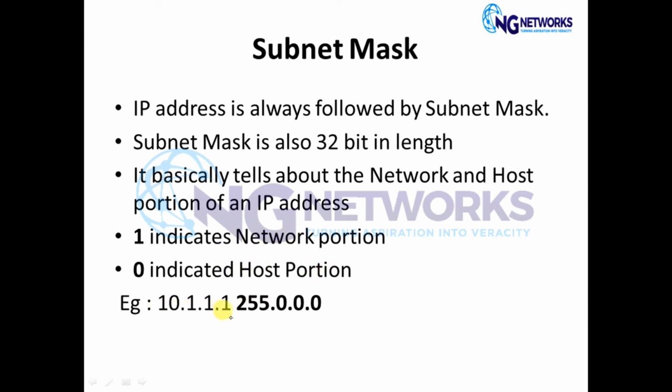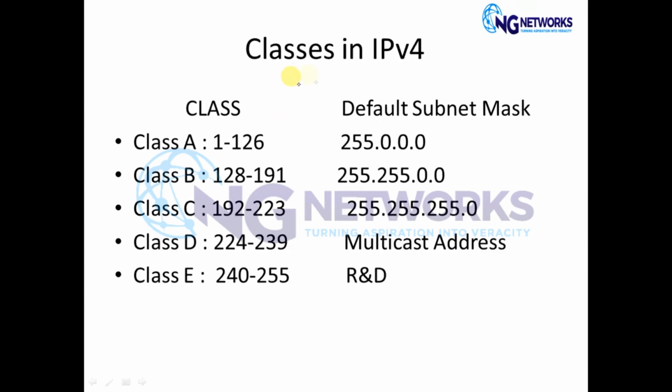Now, classes in IPv4. Just by looking at the first octet, we can tell which class this IP belongs to. If the first octet ranges from 1 to 126, it belongs to class A. If this is the range, it belongs to class B, and if this is the range, then C, and similarly D and E. This is the first octet range. If the IP belongs to any of these ranges, you can determine the class of that particular IP.